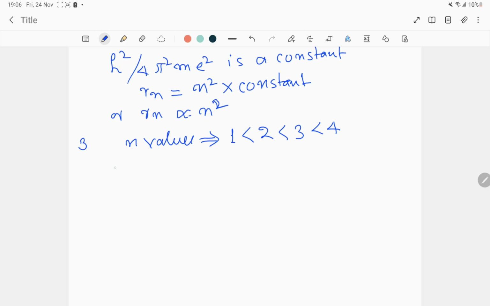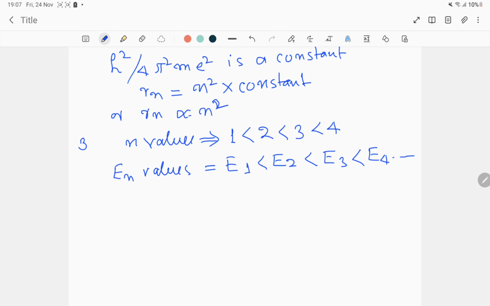Therefore, the energy of the electron in the nth shell also increases, that is En values, that is E1 is less than E2, which in turn is less than E3, which is less than E4, and so on. That is in increasing order.